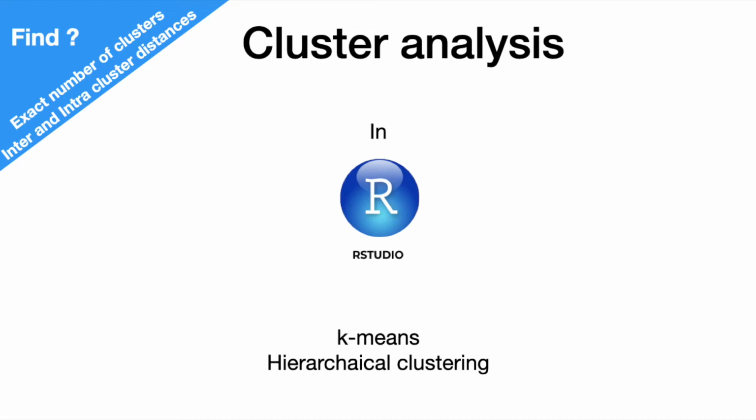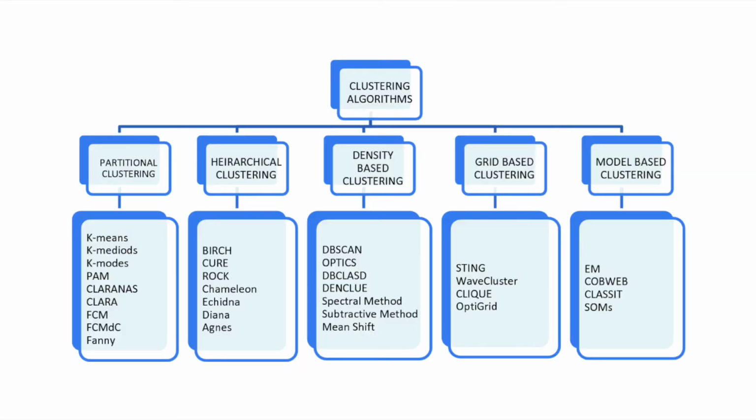As some of my viewers asked me to do a video on cluster analysis, I decided to share the complete procedure of cluster analysis, including how to find the exact number of clusters and figure out their inter and intracluster distances. The important thing about cluster analysis is that it is highly subjective and there is no one specific thing we have to do. We do have different types of clustering algorithms such as k-means, density-based clustering, connectivity or hierarchical clustering.